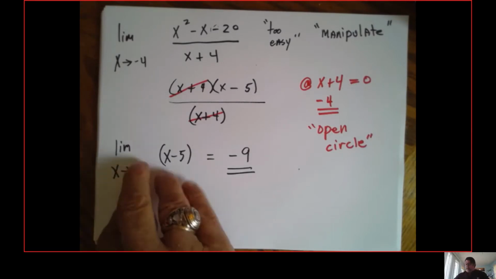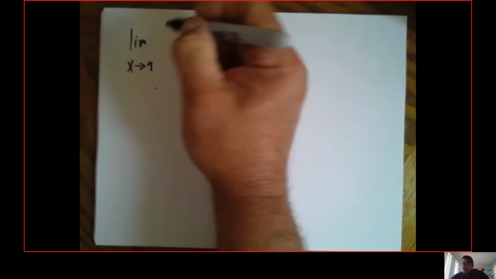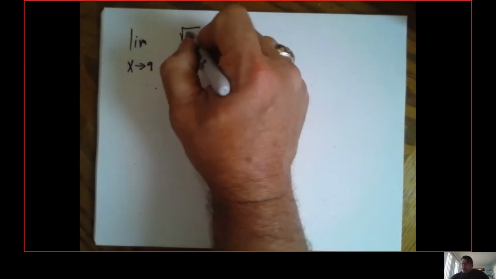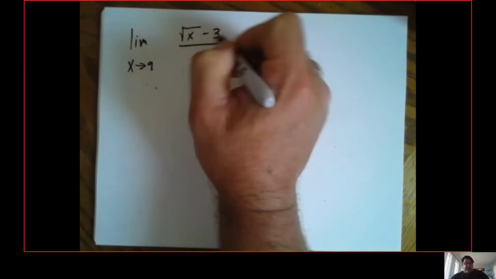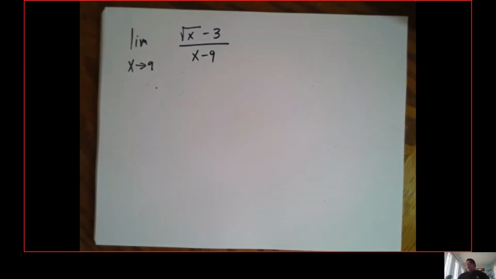Let's do another like this one. Let's do the limit as x approaches 9 of the square root of x minus 3 over x minus 9. Of course, you start with the first method, plug and chug, and plug and chug gives you an undefined function. An undefined function means we need to do something else.